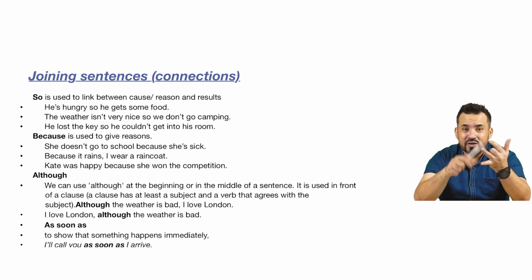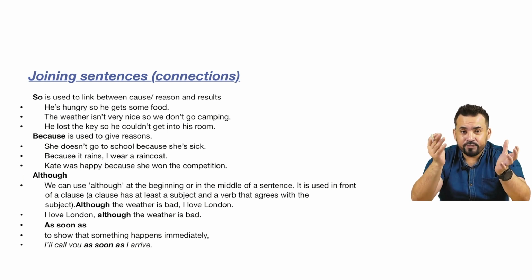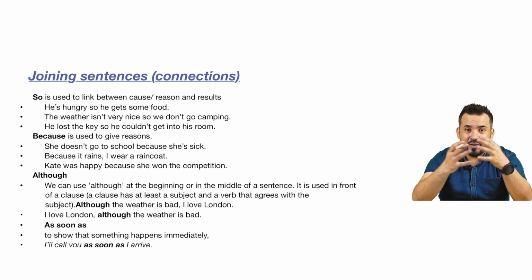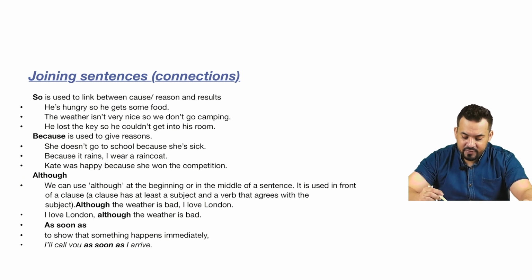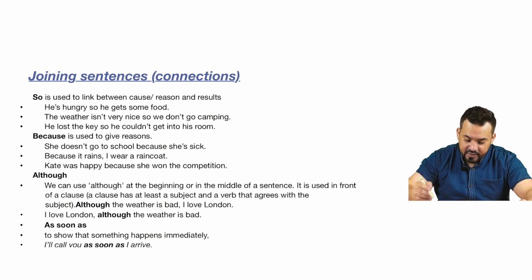You have although, in spite of, despite, though. Those are all the same family, basically mean the same thing, and that is to show a contrast in the sentence. Okay, so let's take a look at some examples. Although the weather is bad, I love London.